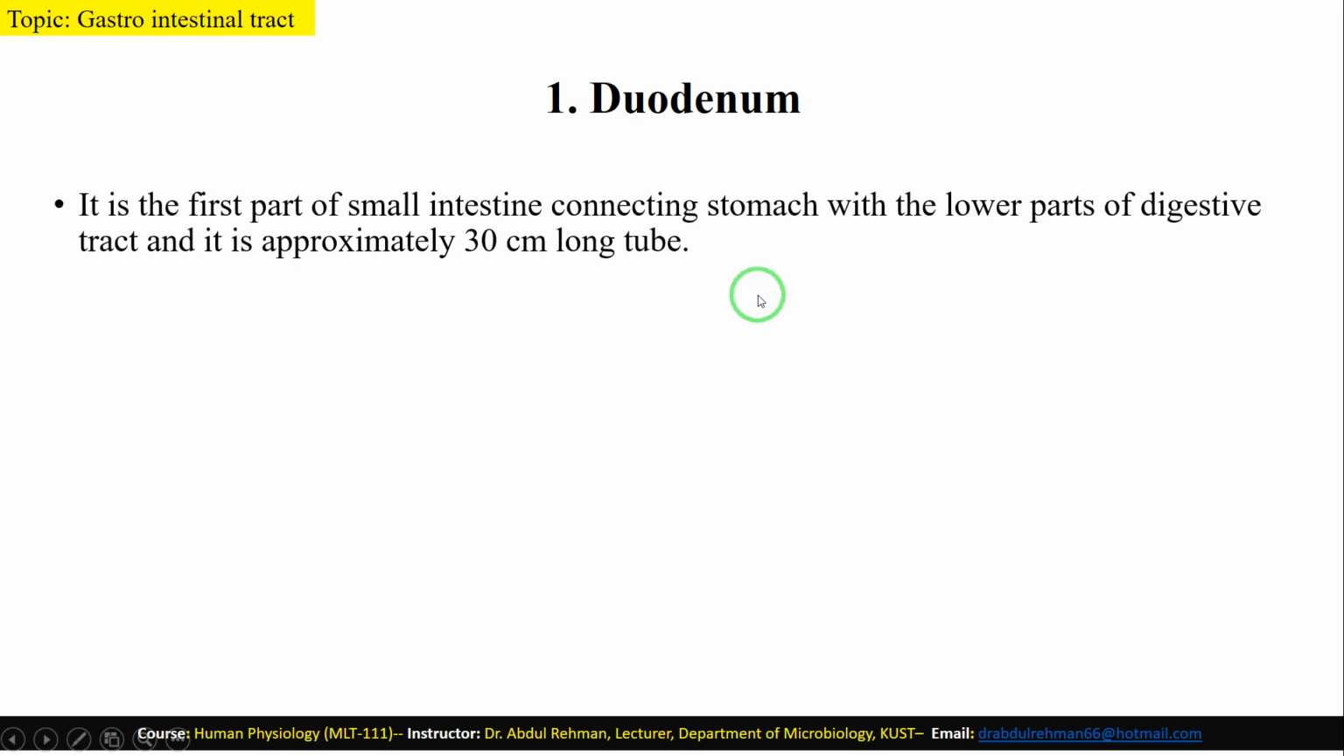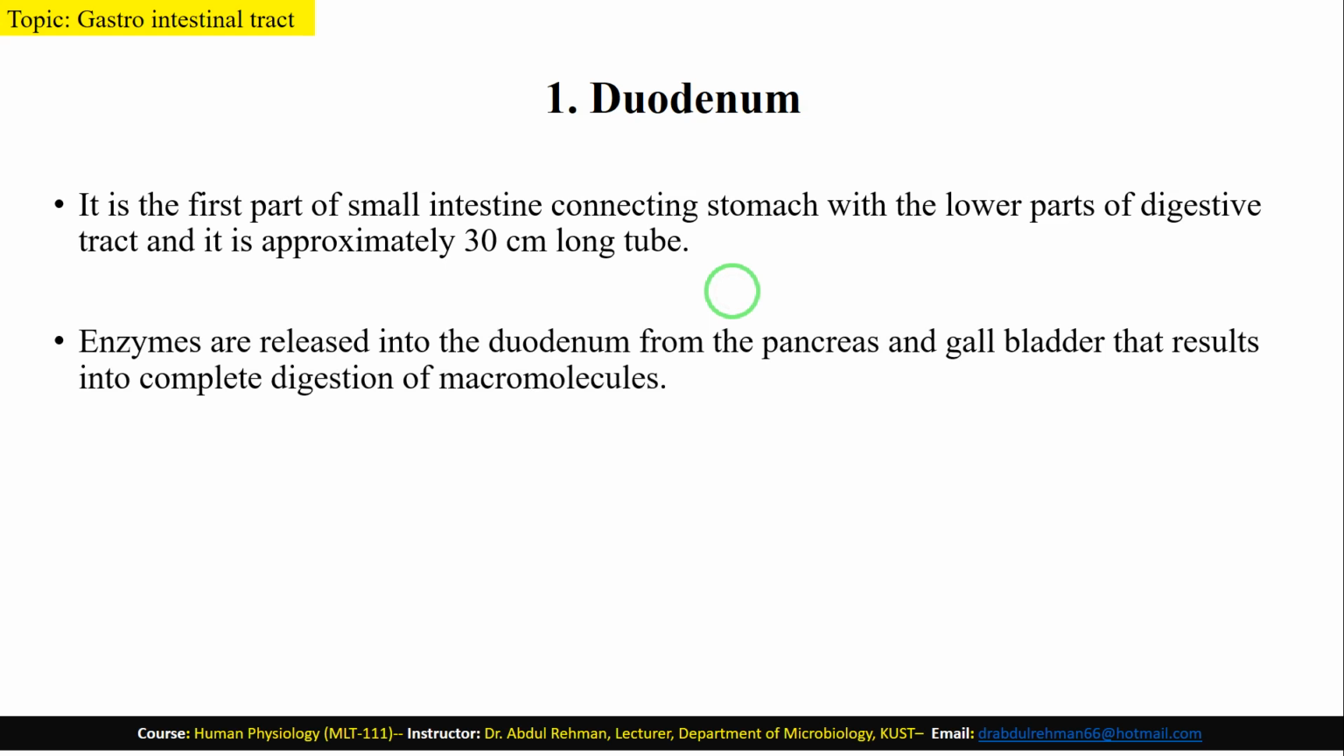Duodenum. This is the first part of the small intestine, connecting the stomach with the lower part of the digestive system, and it is an approximately 30 centimeter long tube. The pancreas, gallbladder, and liver release their enzymes in this portion of the small intestine, which ensures complete digestion of macromolecules.